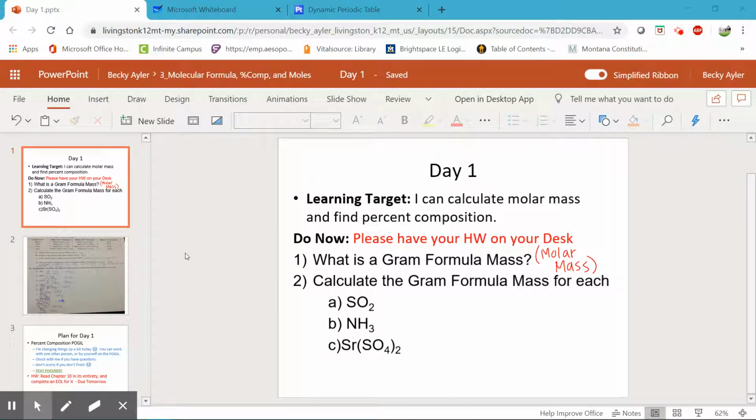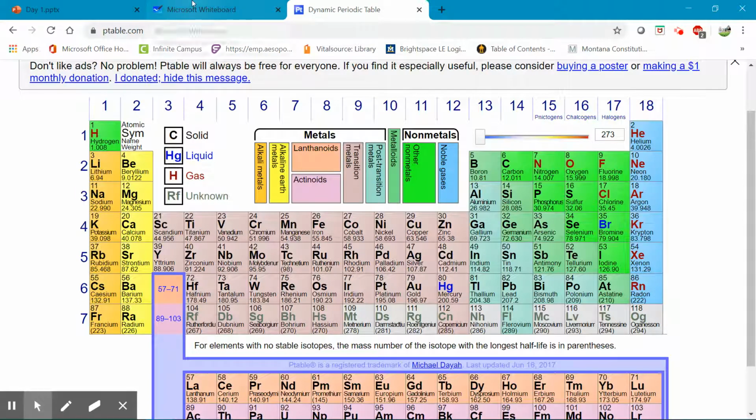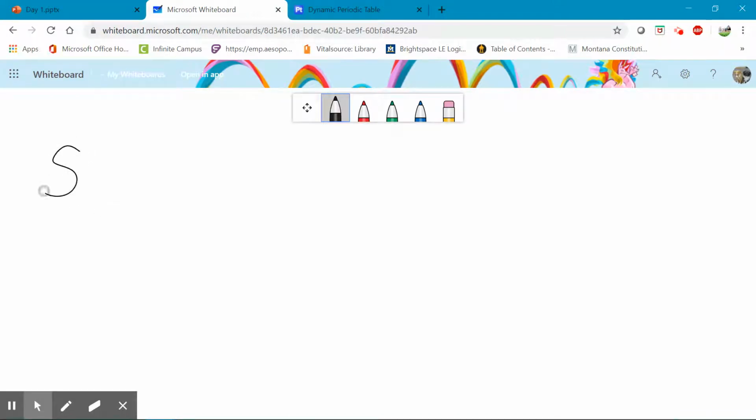Here's video 2 for the gram formula mass lesson. And so we are back at sulfur dioxide, which is SO2. So if we look at our periodic tables, sulfur is 32.06, so we could say 32.1, round it to the nearest tenths place. So we have our sulfur is 32.1 grams per mole.